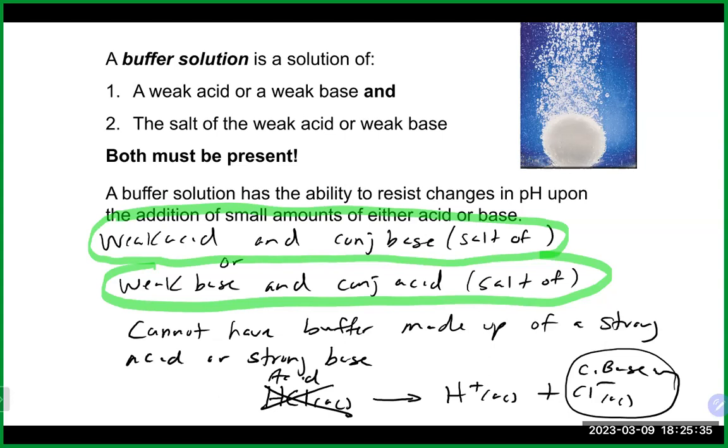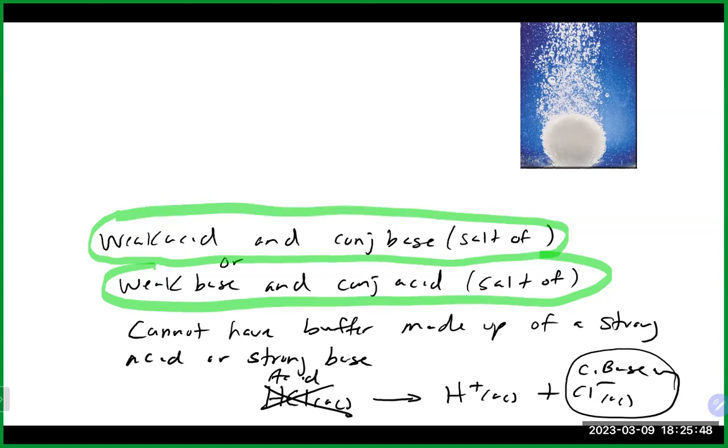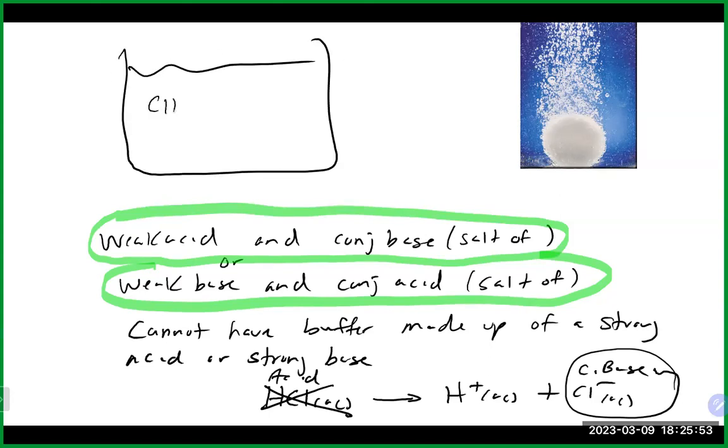So that is why you can never have a buffer that's made up of a strong acid or strong base, because you can only keep in solution one part that you need, and you need them both in there. The reason we could do it with, again, a weak acid or a weak base is when we put that in solution, for example, like our acetic acid, which is a common buffer, it will set up that equilibrium, and we will have H plus and acetate floating around in that solution to begin with.